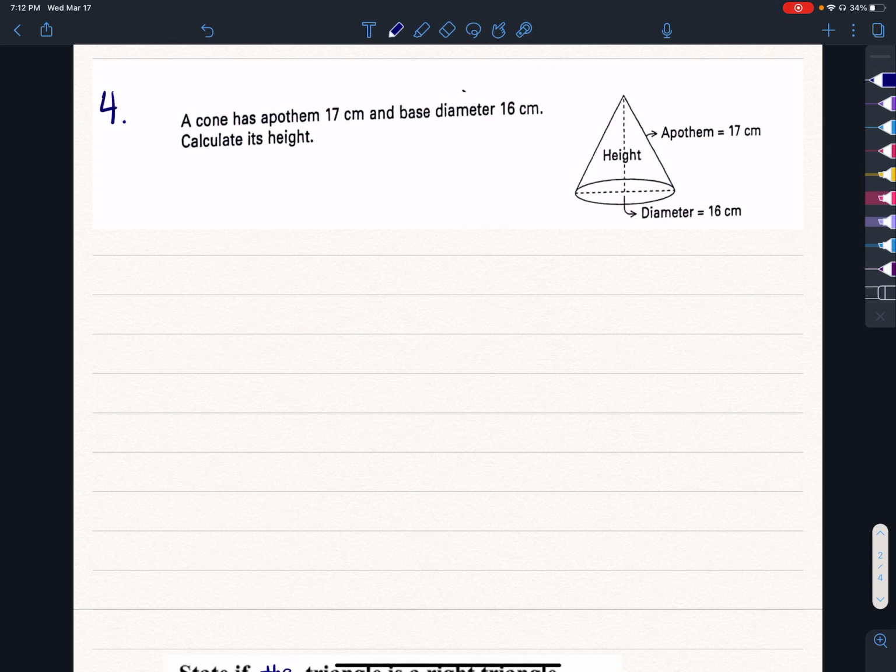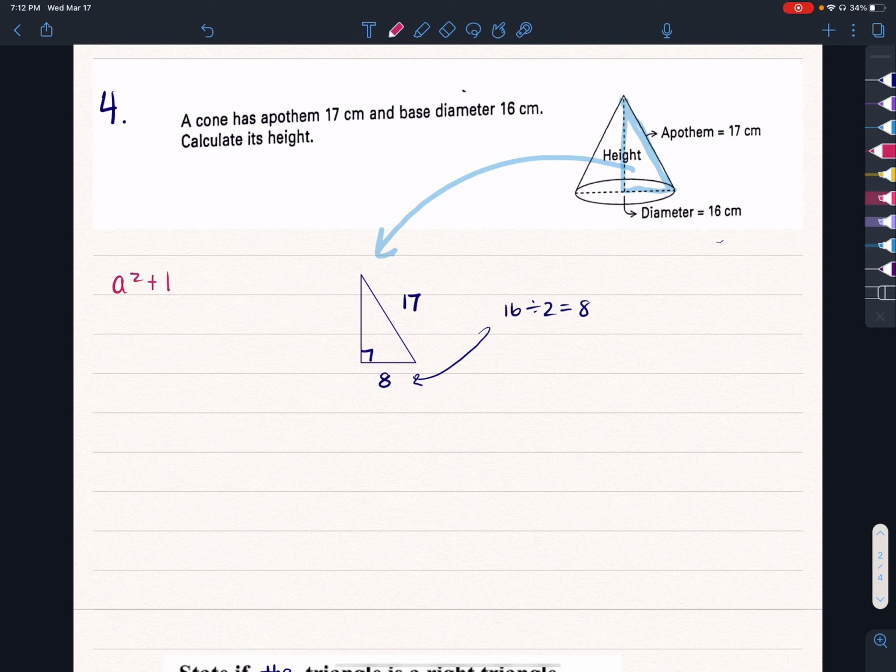So whenever you're asked to do this, you need to use Pythagoras, and you have to identify the right angle triangle and pull that triangle out of the solid. So that is not a right angle triangle. Here we're being told that this is 17 and that the diameter of the entire circle is 16, which means that the base of this triangle is going to be 8. So we have to do 16 divided by 2. And now we can use our Pythagoras without any issues.